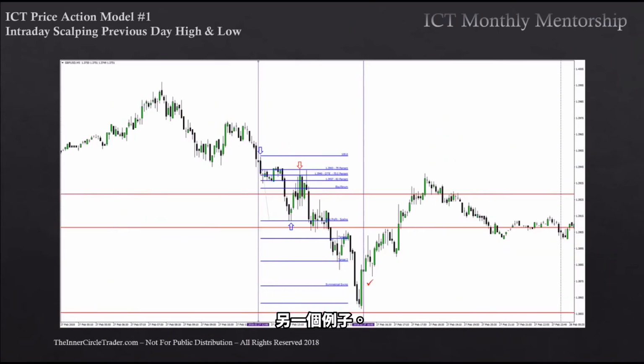Another example. Price makes a run back up into optimal trade entry. Here's your entry. Your stop loss is here. Nice run down. Symmetrical price swing. Okay, symmetrical price swing. Hit it. Collapse everything. It moves a little bit further. No regrets. Look at the reaction after that, though.